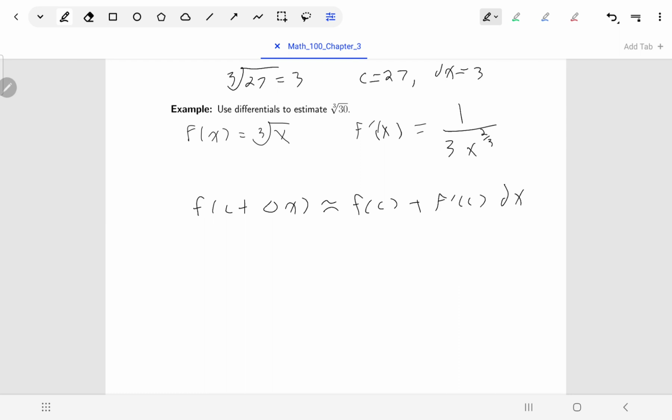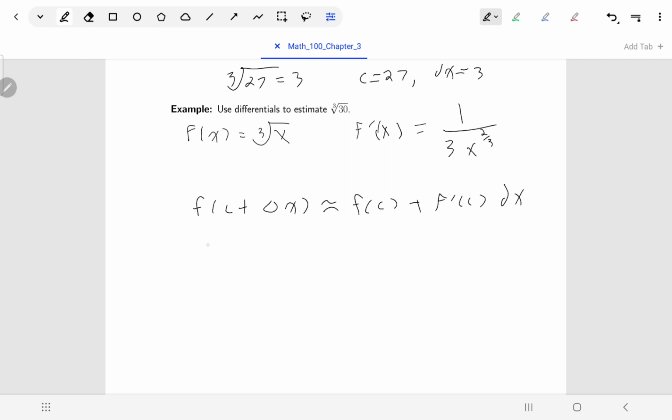Another option you could choose, which I think is a worse option, is 64. You could say, well, I know the cube root of 64 is 4. But if you started with c being 64, then dx would be a lot bigger. In fact, it would be negative 34, because to get from 64 to 30, you'd have to go down by 34. So this is where we have to be cautious and ask ourselves, from our starting value, am I increasing or am I decreasing, and by how much? That's our dx. So away we go.